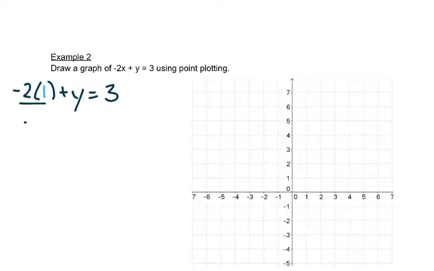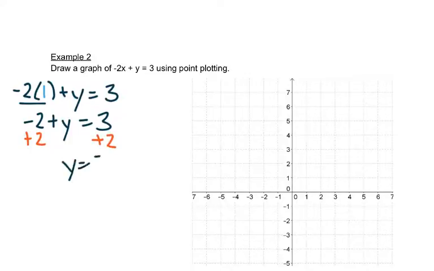So negative 2 times 1 is negative 2. Then we'll add 2 to both sides, and we get y is 5. So we made x be 1, and we found y to be 5. That's the point 1, 5. So we would graph that by putting a point right here.